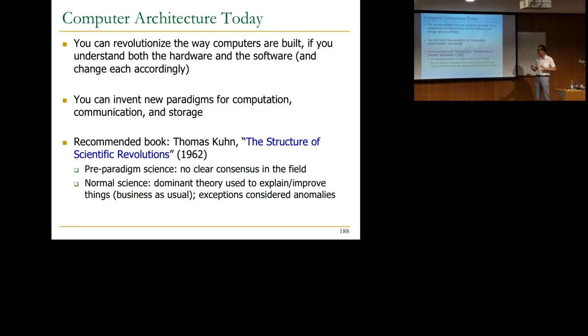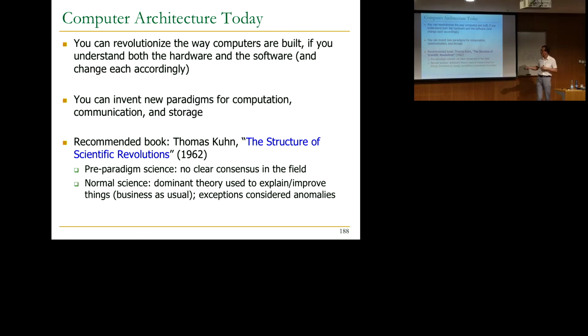Exceptions are considered anomalies. I think this is really interesting because I believe computer architecture was at that normal science stage in the 1990s. Basically, we had a dominant paradigm, and that dominant paradigm was superscalar out-of-order execution with heavy ILP, instruction-level parallelism techniques, and everything else was on the fringes. We improved that paradigm a lot, and all of the exceptions like, oh, what is this GPU over here? What is this high-performance computing over here? Those were all anomalies. That's not the mainstream thing. The mainstream thing was superscalar, out-of-order, high-ILP processors.